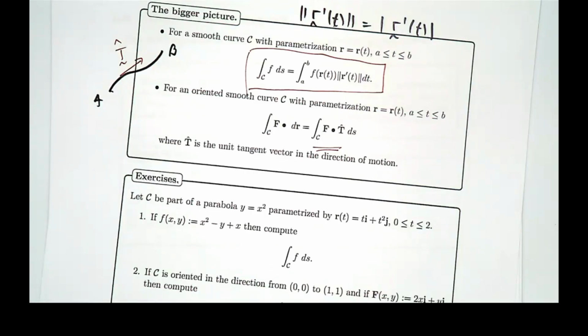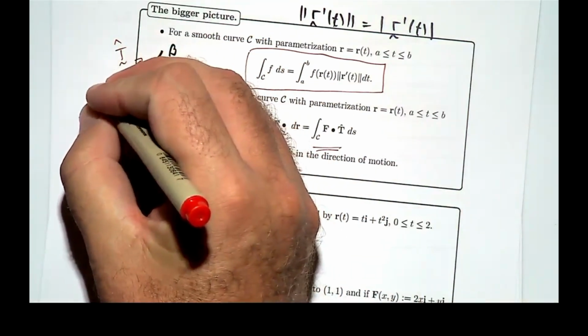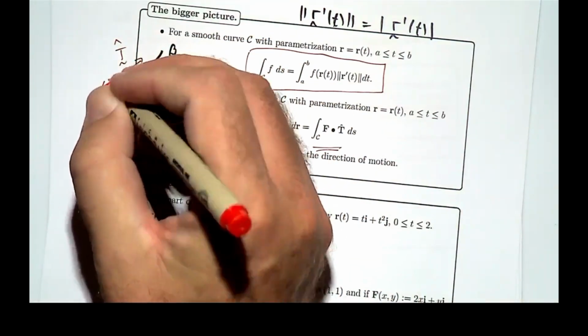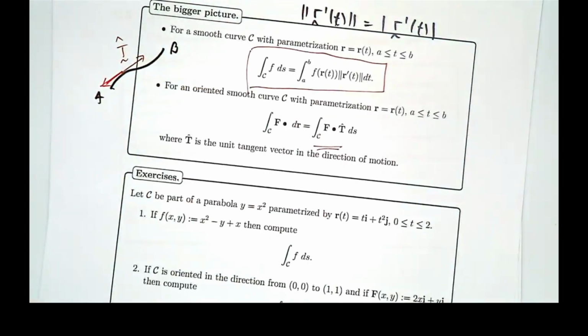Which one is it? So it could be pointing that way, or it could be pointing that way. Which one? We don't know. So we need a sense of direction. Yeah?